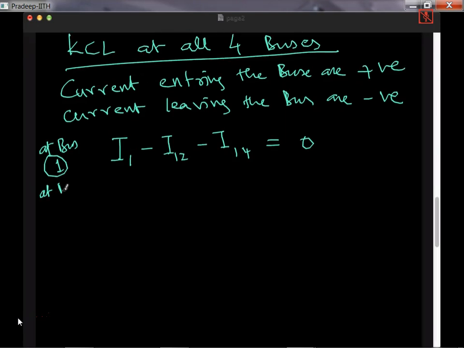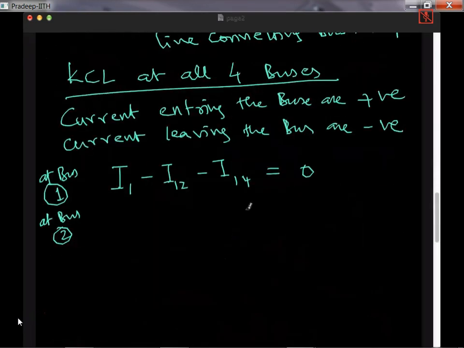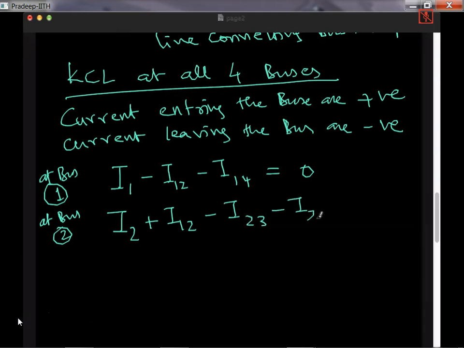Similarly at bus 2, let's look at bus 2. I2 is positive, I12 is positive, I23 and I24 are negative. So I get I2 plus I12 minus I23 minus I24 equal to 0. The simple Kirchhoff's current law I am writing.